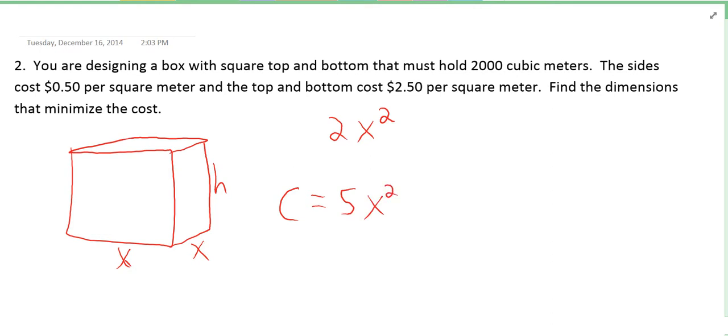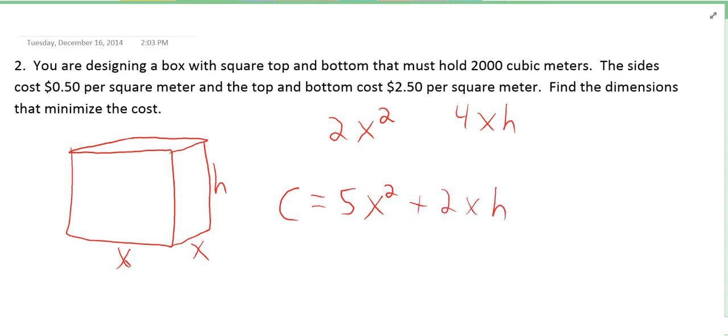Okay? The cost for the sides, which all have an area of xh, but there's 4 of them, they cost 50 cents per square meter. So we multiply 0.5 times 4xh, and that gives us 2xh.